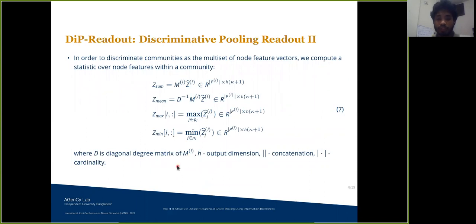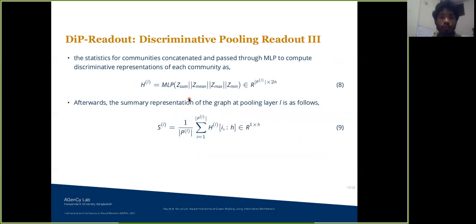However, we consider each community as a multi-set of node features, so we can compute statistics over the node features within a community. In other words, we can compute the sum, max, and mean of node features for each community separately, and then pass these through an MLP to compute a discriminative representation for each community. Therefore, to get the representation of the whole graph at pooling layer l, we average the embedding vectors of the communities.